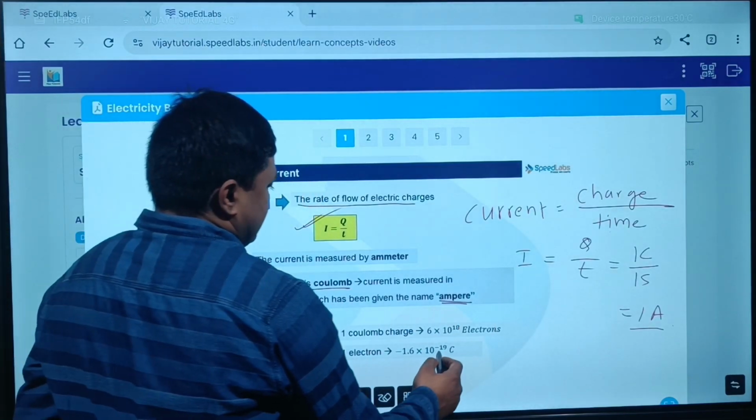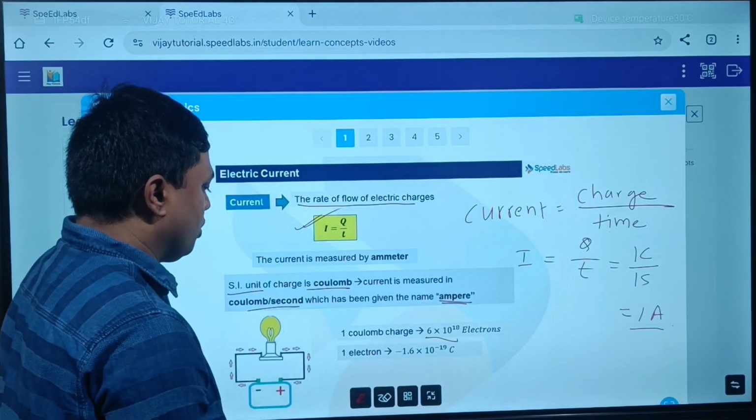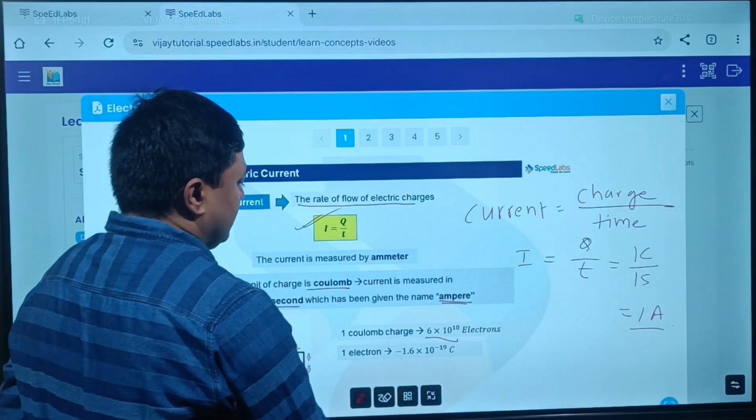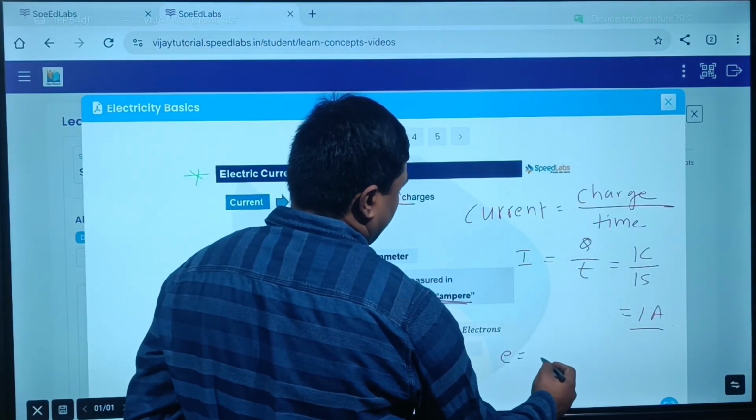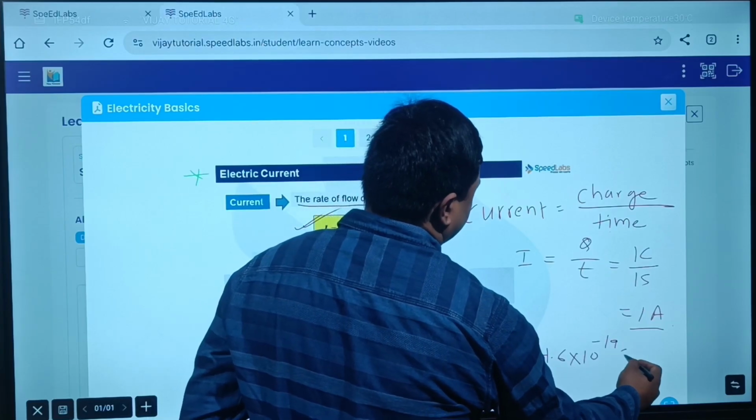1 coulomb of charge has this many electrons, children: 6 into 10 to the power 18 electrons, whereas the charge of an electron is minus 1.6 into 10 to the power minus 19 coulomb.